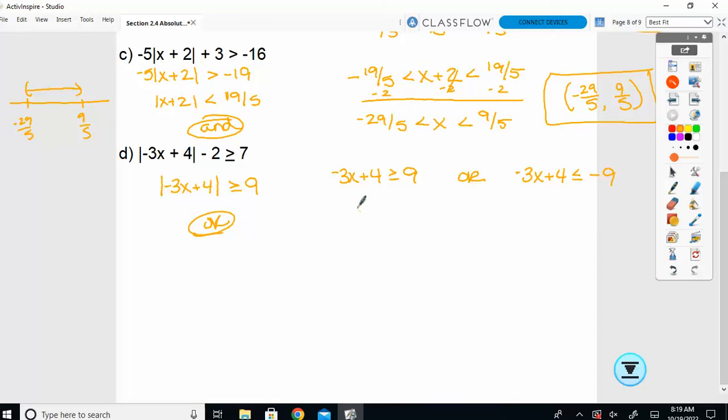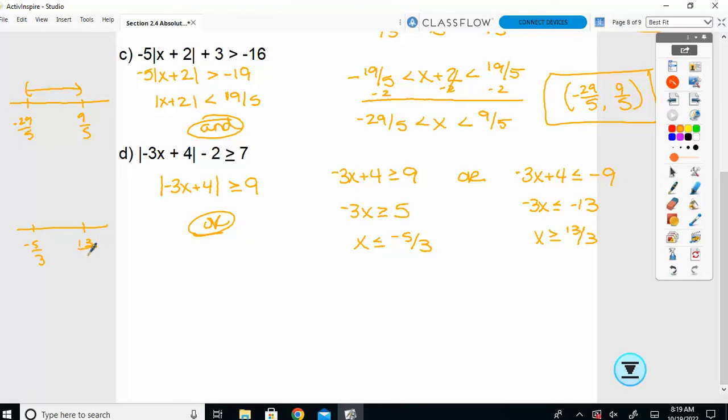Okay, so solve each of them. Subtract our 4. What happens when I divide by a negative? So we get x is less than or equal to -5/3. This one, when I subtract my 4, I get a -13. Divide by -3, so flip it. So greater than or equal to 13/3.